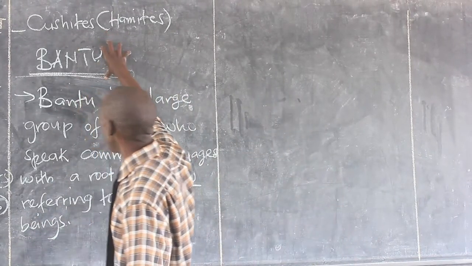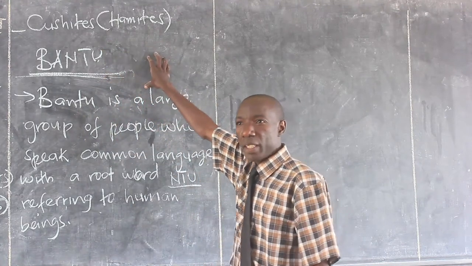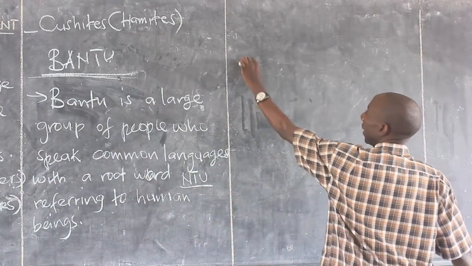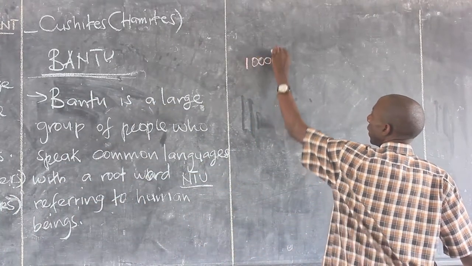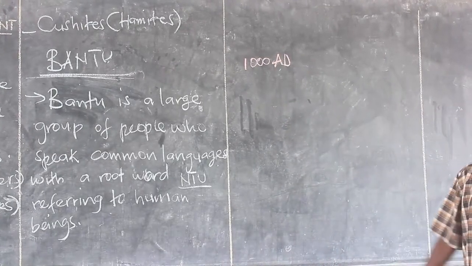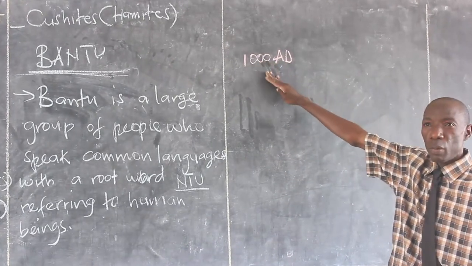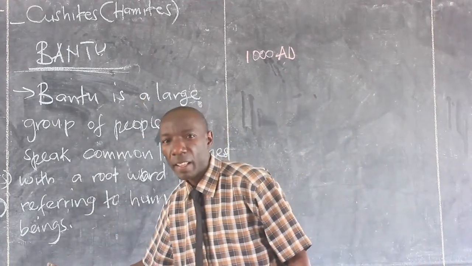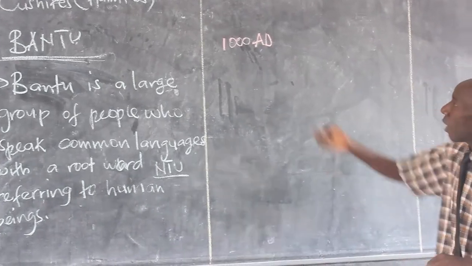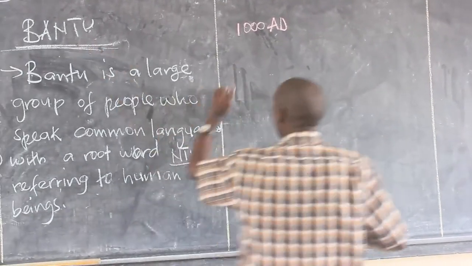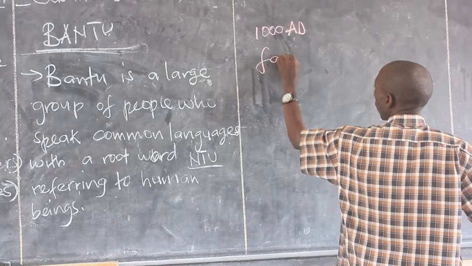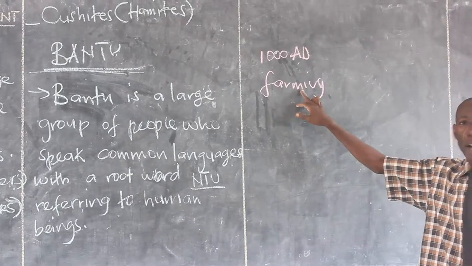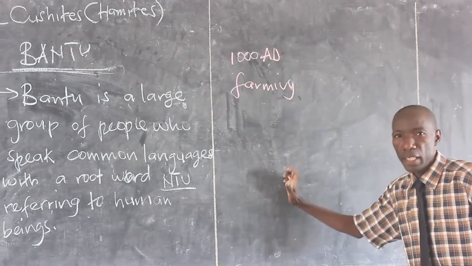This ethnic group is the largest in East Africa. It is believed that the Bantu entered East Africa in 1000 AD. The main economic activity carried out by this ethnic group is farming. Farming is the major activity carried out by the Bantu ethnic group.